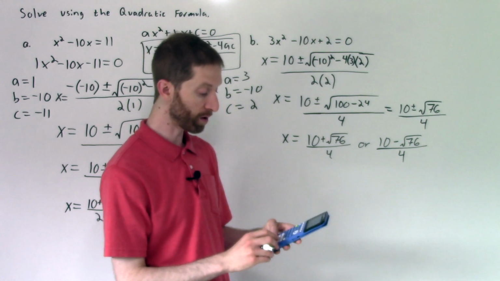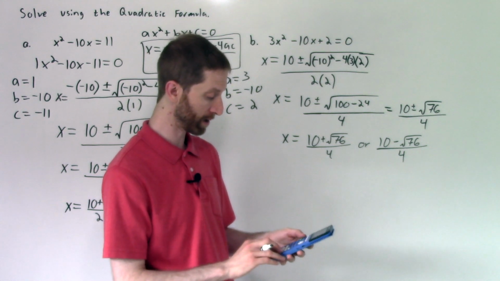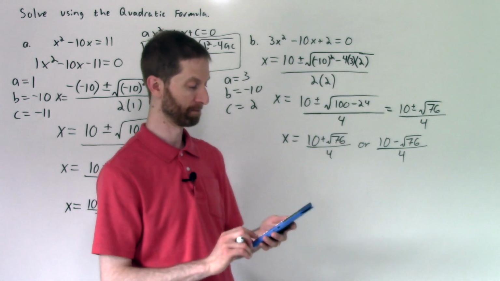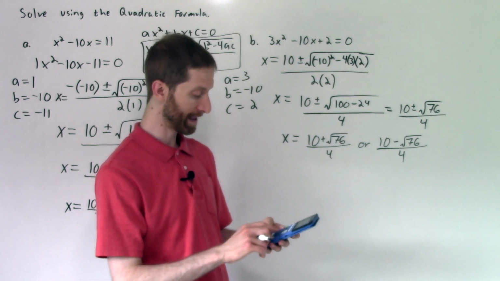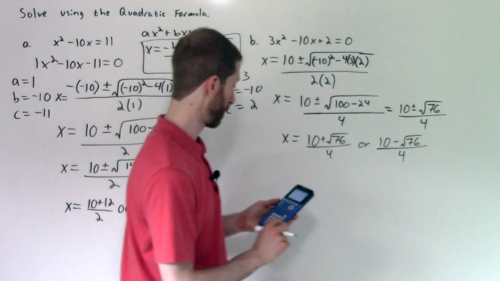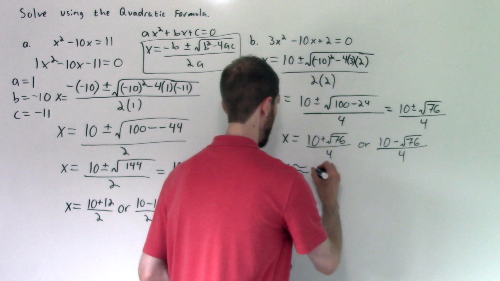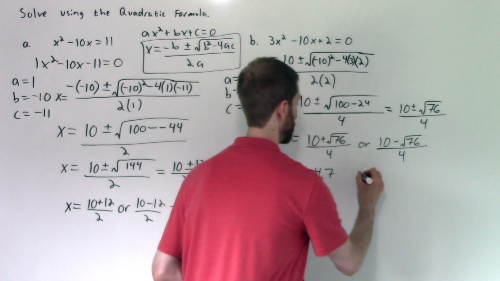So I'm very simply going to plug that into my calculator. 10 plus the square root of 76. It's so much fun watching someone use a calculator, I'm sure. And then I'm going to divide that by 4. So this answer I get is approximately 4.7 if we round to the nearest tenth.